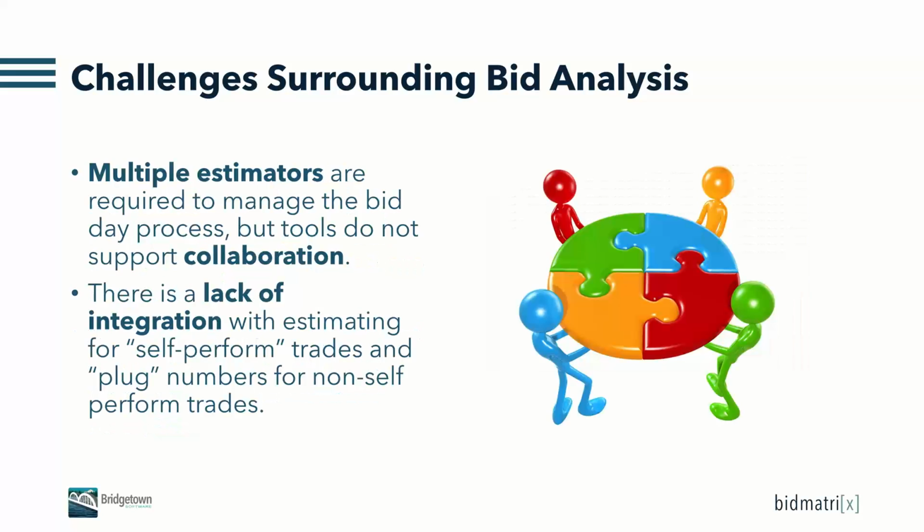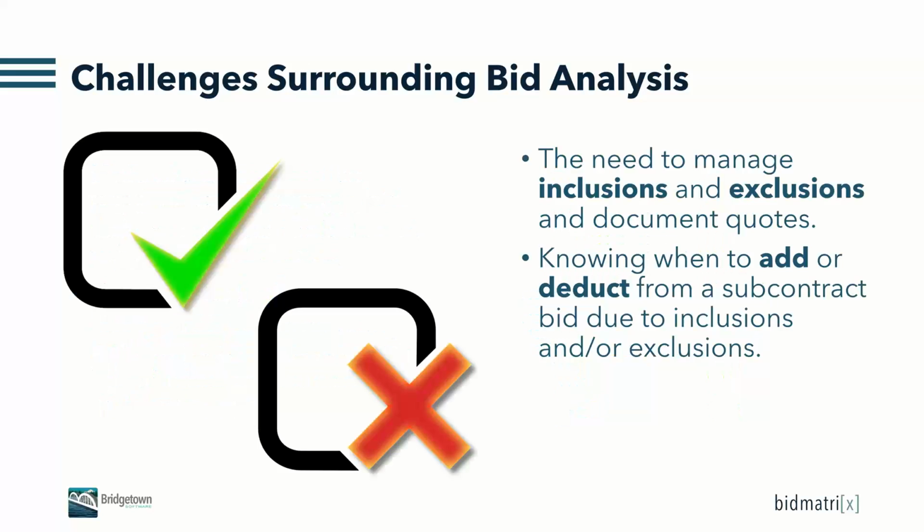The other thing is that the tools available in the marketplace don't support collaboration. They're not collaborative products. They don't support multiple estimators collaborating at the same time. It's much more of a manual process of taking spreadsheets and combining them manually. And of course, there's a lack of integration with the estimating systems out there to be able to bring in self-performed numbers and compare them against the actual subcontractor numbers.